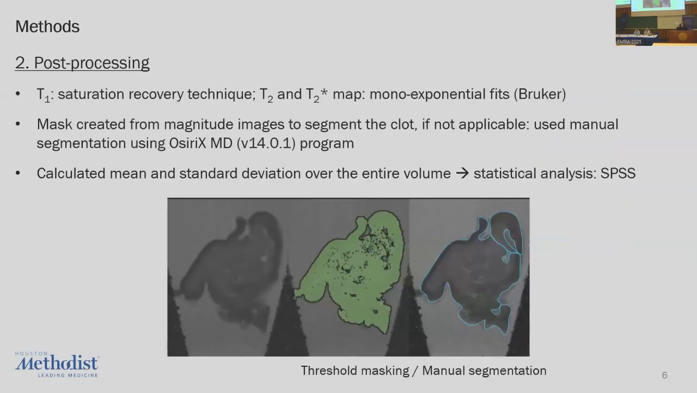For post-processing, we used the program Osiris. T1 maps were created by saturation recovery technique, and T2 and T2 star maps were created by mono-exponential fits. We created a mask that covered the entire clot volume, and if it was not applicable, then we did it manually.